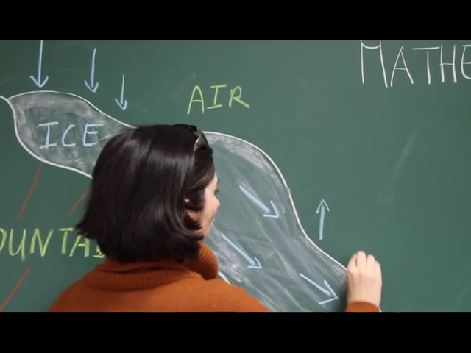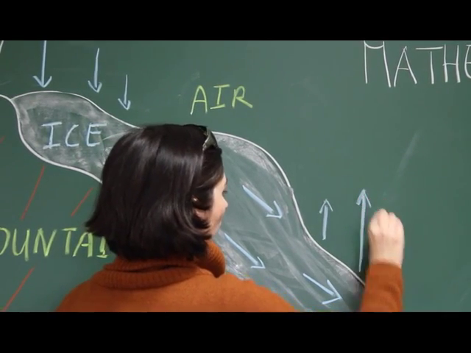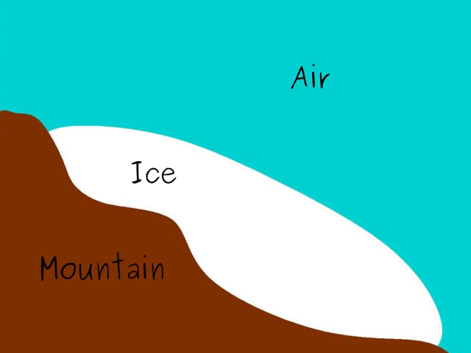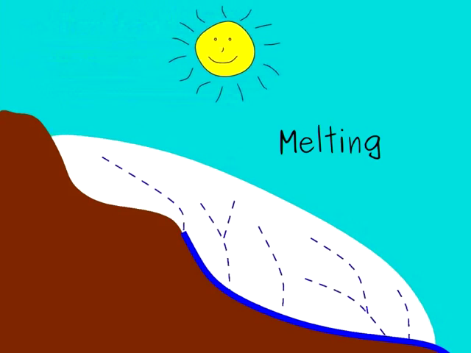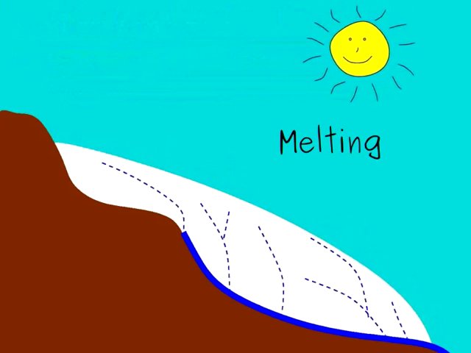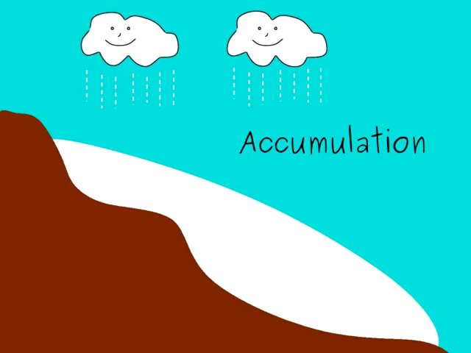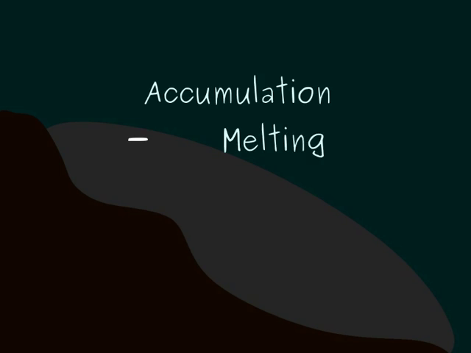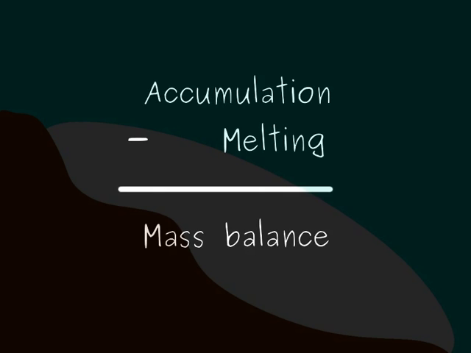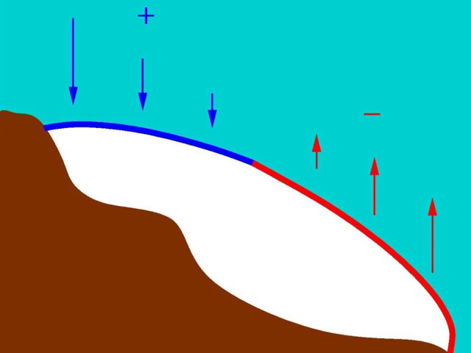The glaciologist computes the accumulation and the melting of ice due to weather conditions. On the one hand, the melting depends on the air temperature and the exposure to sunlight. On the other hand, the accumulation depends on snow precipitation. Computing the difference between the accumulation and melting over 1 year, we can obtain the mass balance. The mass balance is usually positive at the top of the glacier and negative at the bottom.